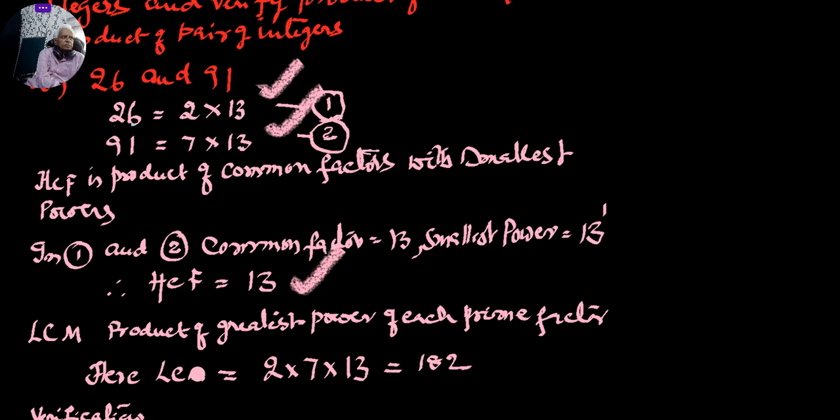What about LCM? LCM is the product of greatest powers of all prime factors. You have to take all prime factors, 2, 13 and 7. So 2 times 7 times 13, and the powers are only one for everything. So greatest is that, least is that. So 182 is our answer.